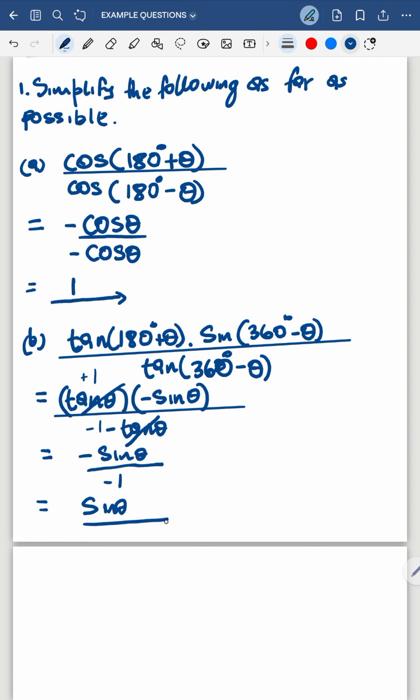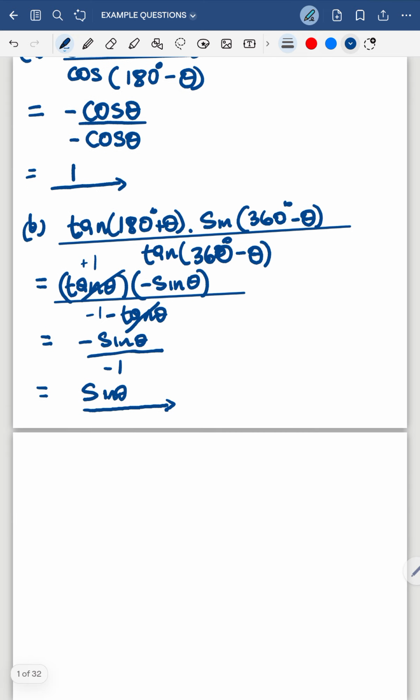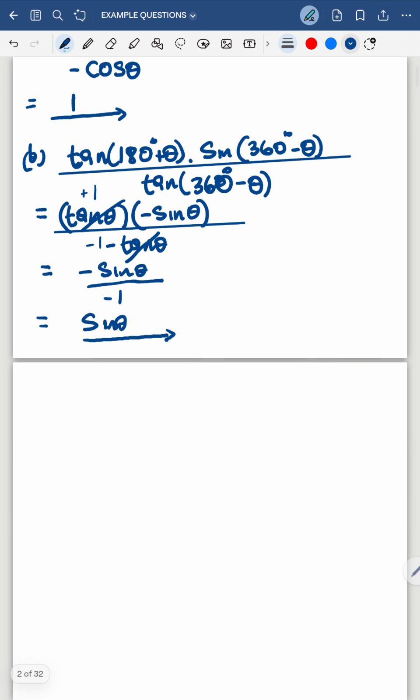That's what I'm expecting you to do when you're calculating these problems. Now, on your C, you're going to have 1 minus tangent squared, open brackets, 360 degrees. So I'm still going to explain more about the square one.